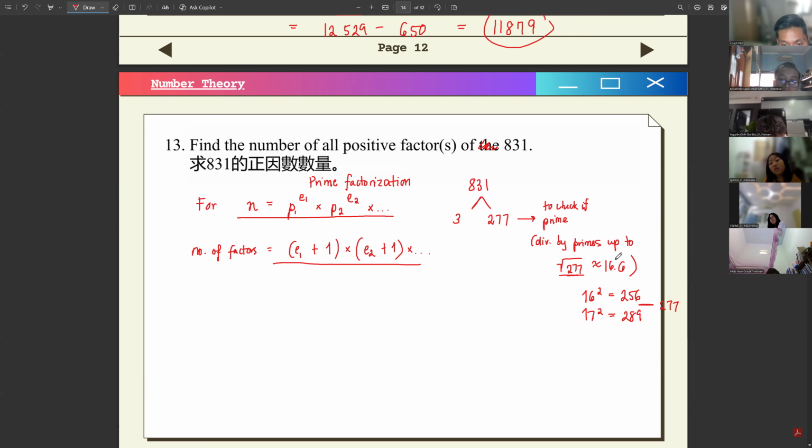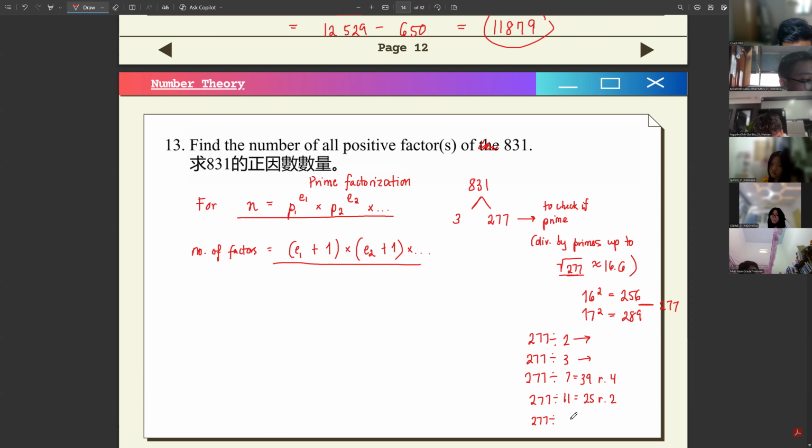So what are the prime numbers that we can check? We can do division by 2. Obviously, this is not divisible. Division by 3, also not divisible. By 7, not divisible. This is 39 remainder 4. 277 divided by 11 is 25 remainder 2. 277 divided by 13 is 21 remainder 4. So you can stop right here because 17 is above 16.6.